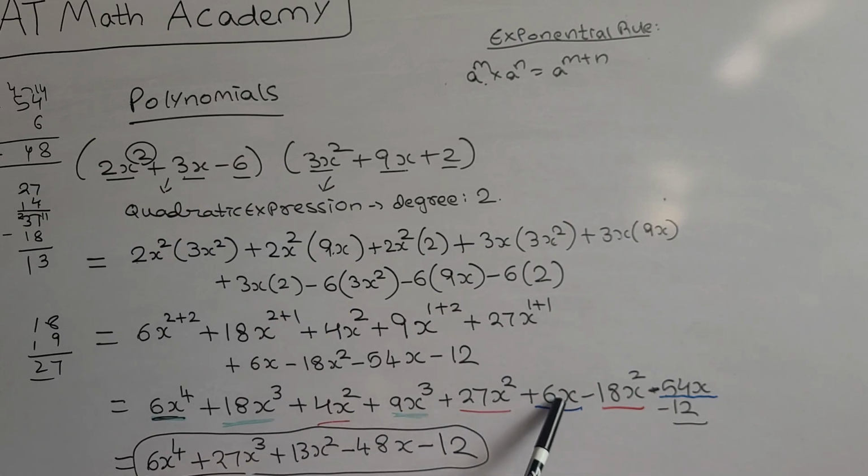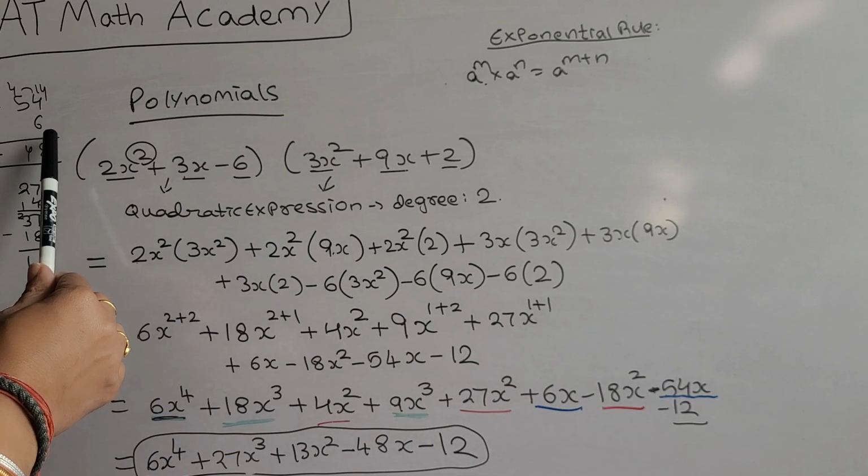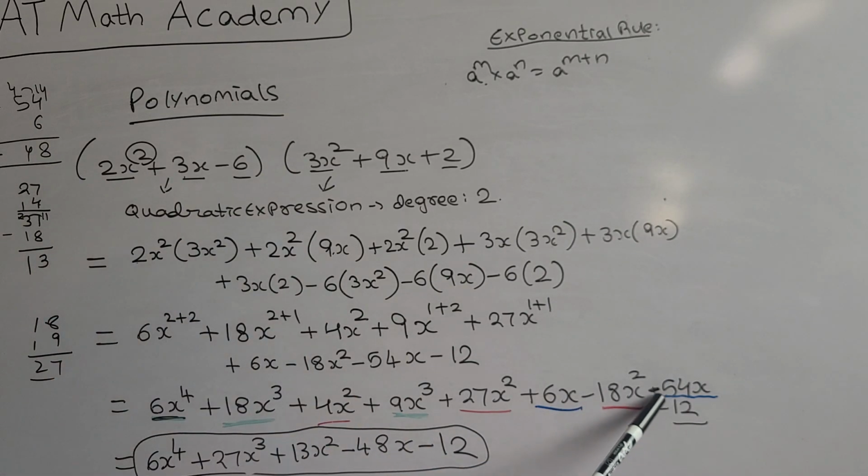For x I have 6 and minus 54. So two different signs, I need to subtract. 54 minus 6 is 48, and I take the sign of the highest number, so minus 48x, and the constant here is minus 12. So this is how you do it.